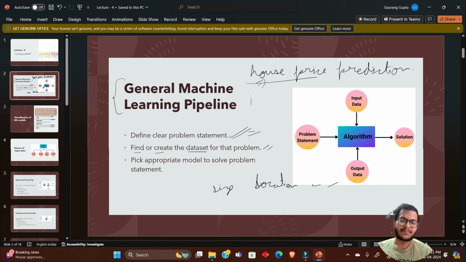Then you have to pick an appropriate model based on these two: what type of data you have and what your problem statement is. Then choose the appropriate model and solve the problem statement. This is the general machine learning pipeline.